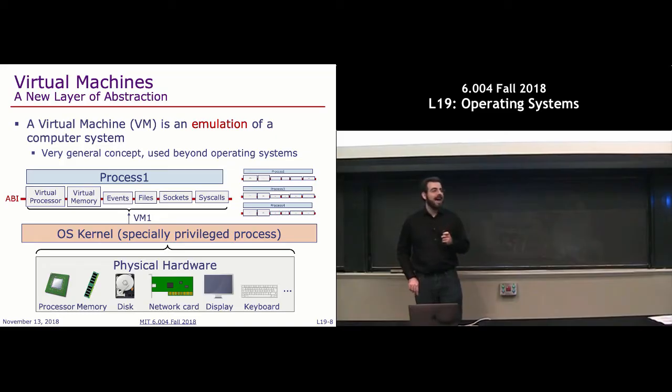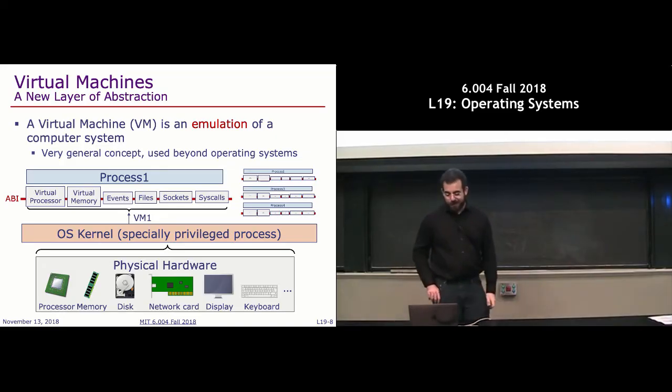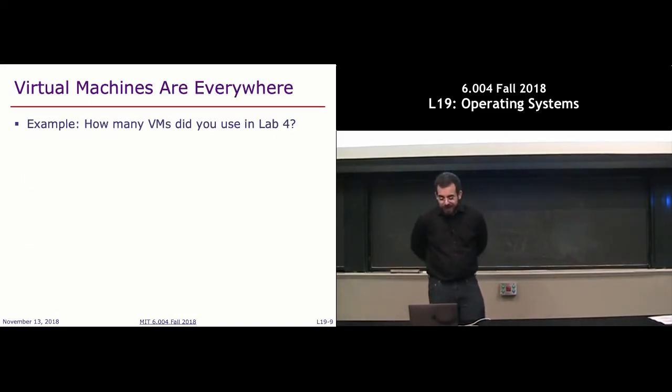So don't turn your handouts. Without looking at the handouts, can you tell me how many virtual machines did you use in Lab 4? 1, 2. Well, I mean, clearly we gave you a virtual machine, so at least that's 1, right? Okay, so let's go from top down.